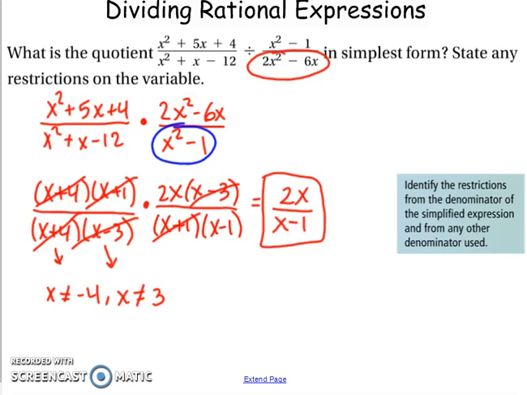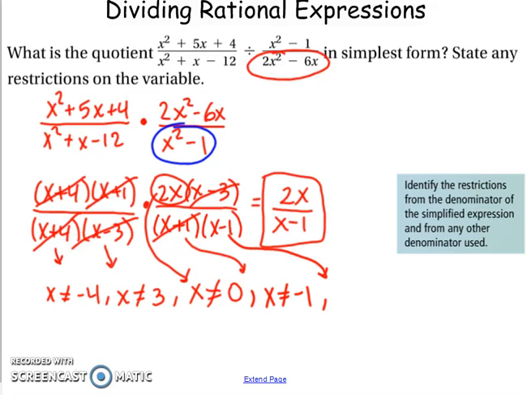The original denominator was, once we factored it, 2x and x minus 3. So we're going to take that 2x and set that to 0. So this 2x here is going to become x is not equal to 0. The x minus 3 is the same x cannot equal 3 as we already have, so we don't need that. Now we're going to take x plus 1, so x cannot equal negative 1, and then we'll take x minus 1, x cannot equal positive 1.